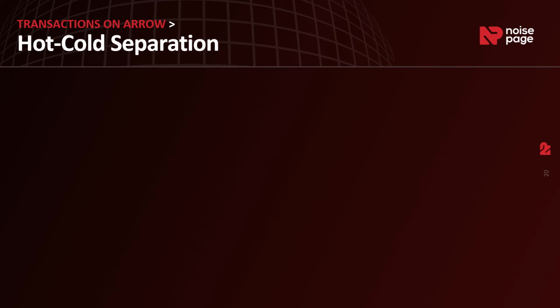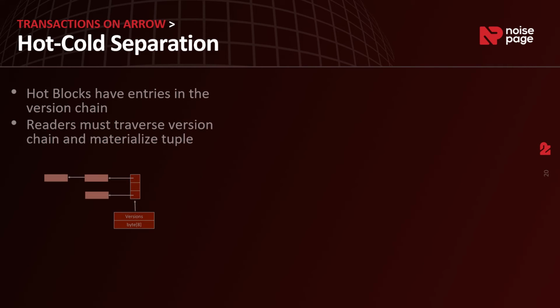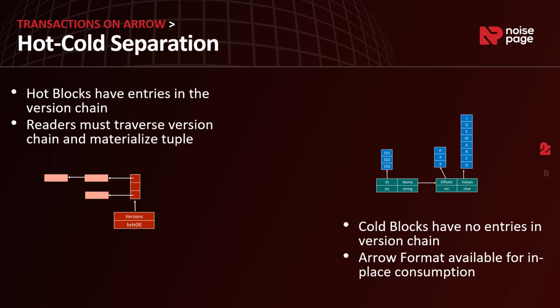On the left, we have the hot portion of the database. Some of the data is in Arrow, but much information is scattered in version deltas and transactional columns. On the right-hand side, we have the cold portion of the database. These tuples are not being updated, and all information is in Arrow. Readers can directly scan through the Arrow buffers to obtain information.